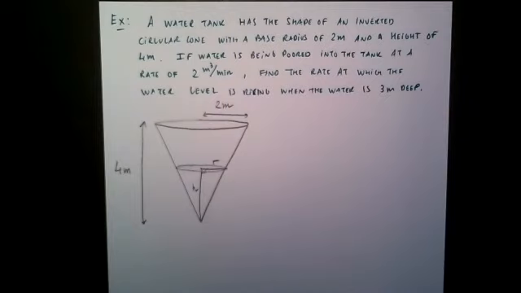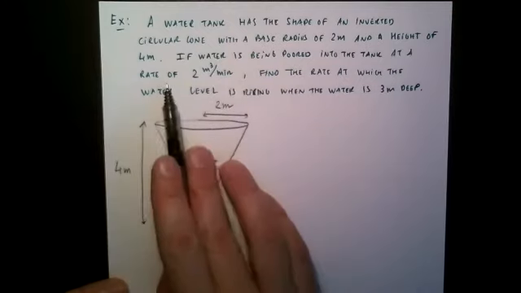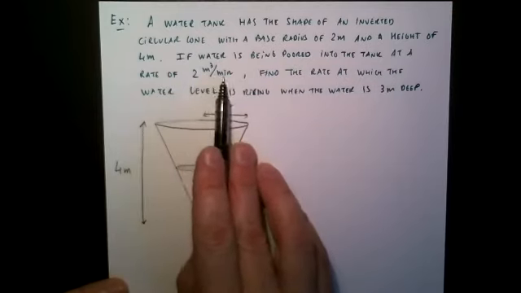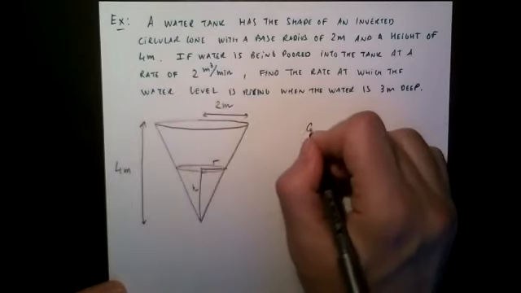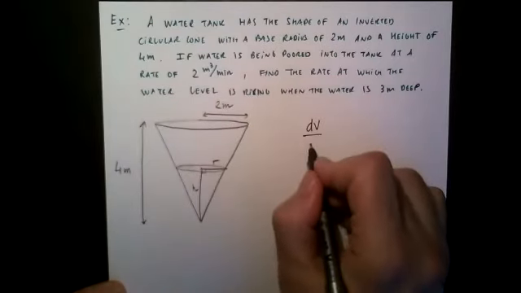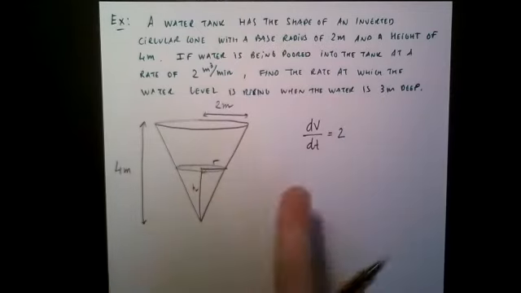So what's given to me here? I know that water is being poured at a rate of 2 meter cubed per minute. So meter cubed is volume, minute is time. So the variation of volume over time is 2. Good?